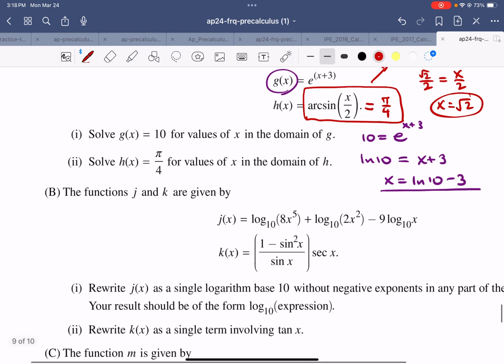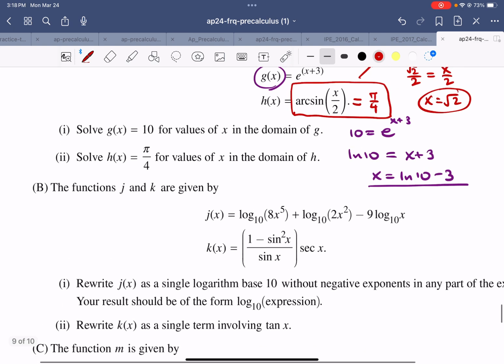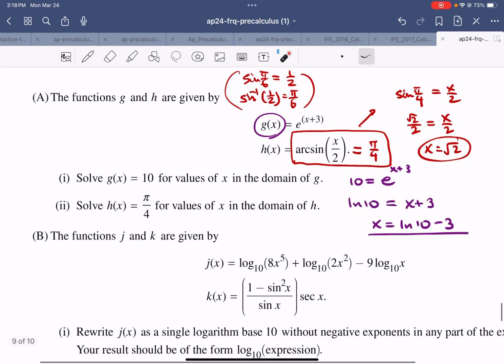Okay. Now let's see. How are you going to look at it? So this one, think about it. Root 2 over 2 is less than 1. So as long as this value is between 1 and negative 1, that's in the domain, right? Because sine value cannot be over 1 or less than negative 1. So root 2 is good.